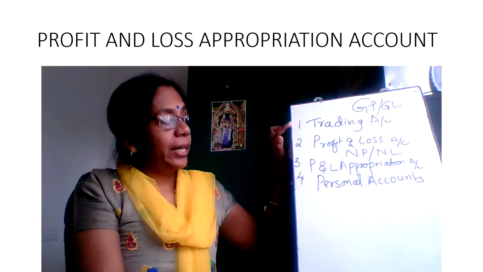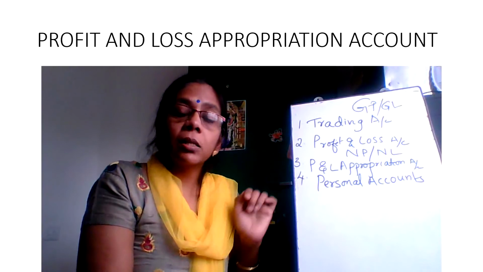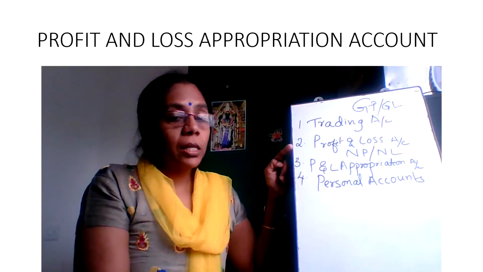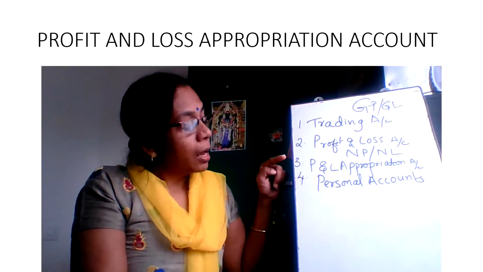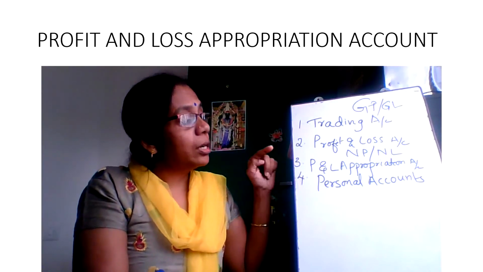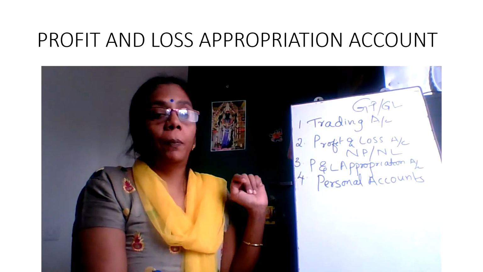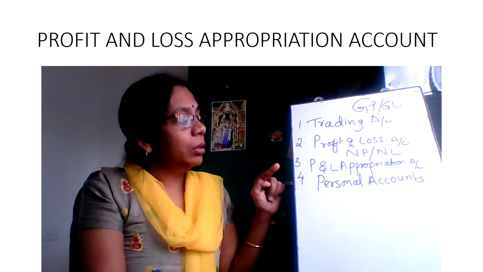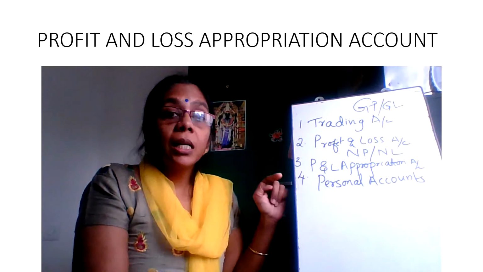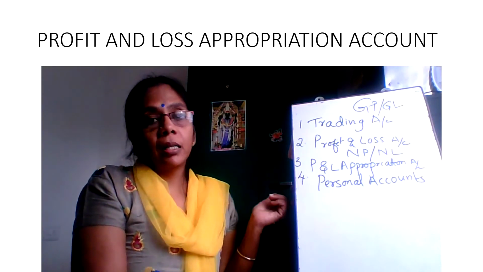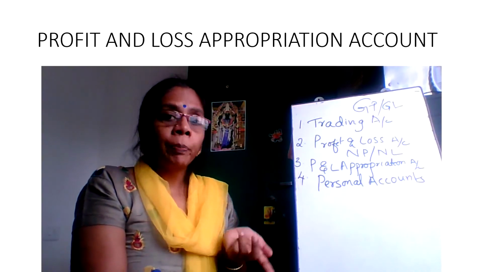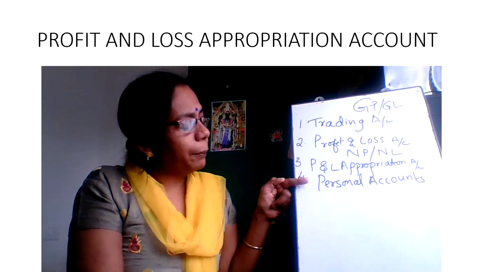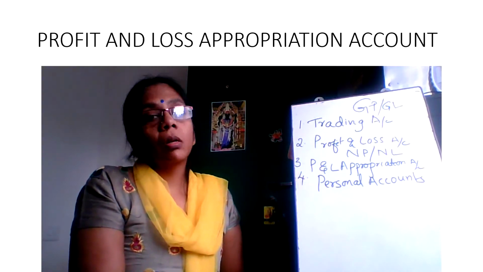We begin with the trading account, like how you do in the case of a sole proprietor. Trading, there is no difference. Profit and loss account, there is no difference. But in between, it is essential to prepare the profit and loss appropriation account. After you prepare the appropriation account, you have to prepare the personal accounts of the partners. That is what I call the capital account. You will have another session wherein we will discuss the preparation of the personal accounts of the partners.